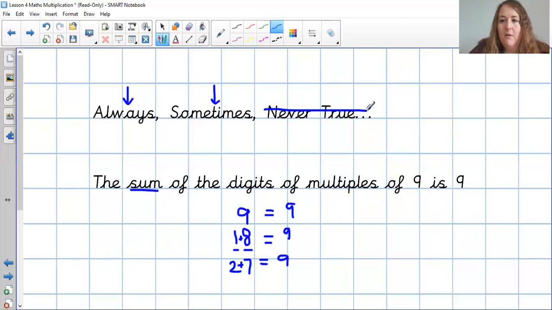Can you have a go at using your multiples of 9, 9, 18, 27, 36, and can you add them all down and see if the sum of the digits is always a multiple of 9 or only sometimes?